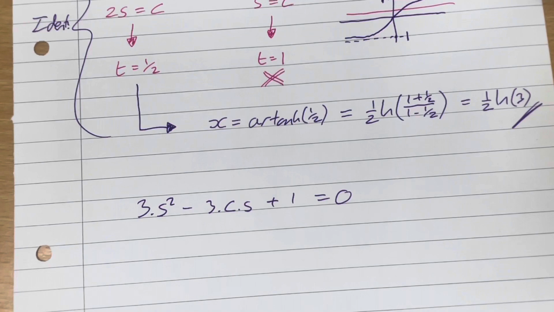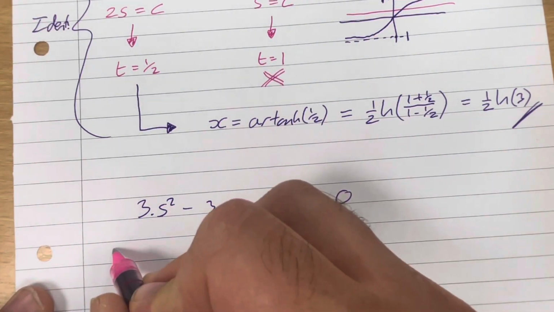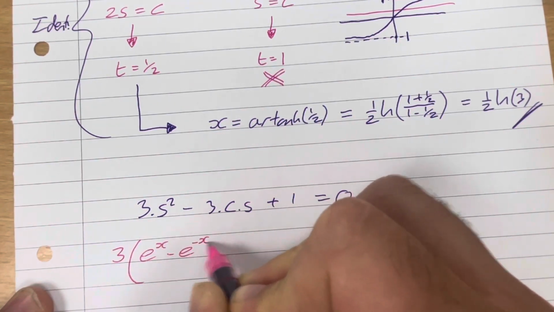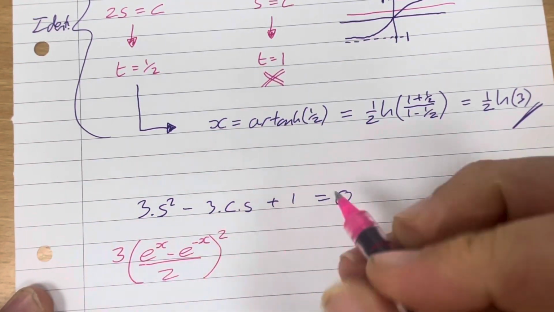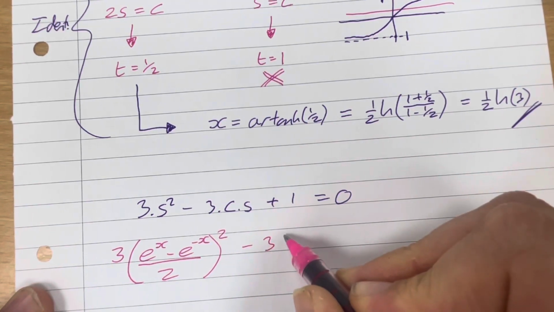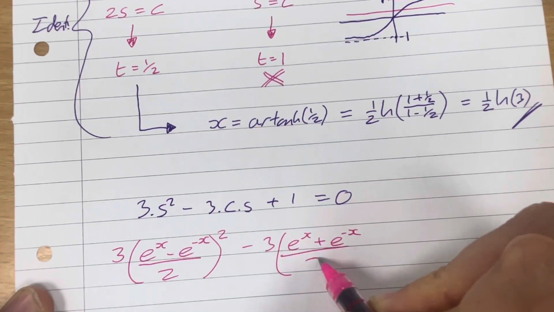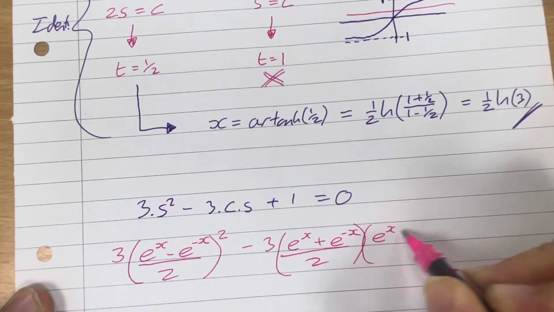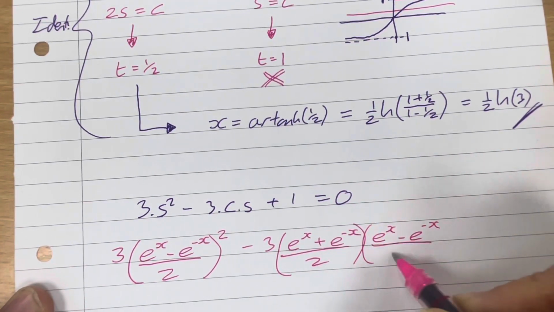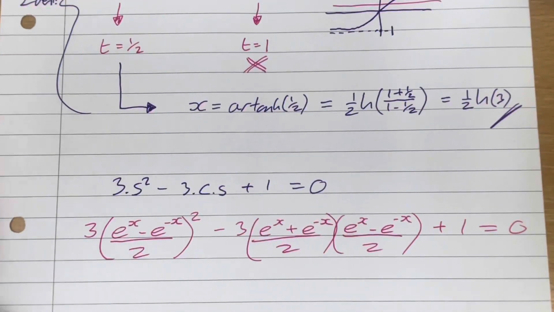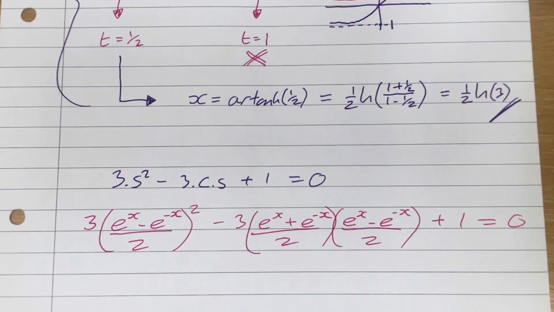I've not actually got anything in my notes on this one, so I am kind of winging it, but let's see what happens. So I'm going to replace the sinh with e to the x minus e to the minus x, over 2, and square that. 3 times cosh, which is e to the x plus e to the minus x over 2, times sinh, which is e to the x minus e to the minus x over 2, plus 1 equals 0. Okay, so there's my exponential equation now.